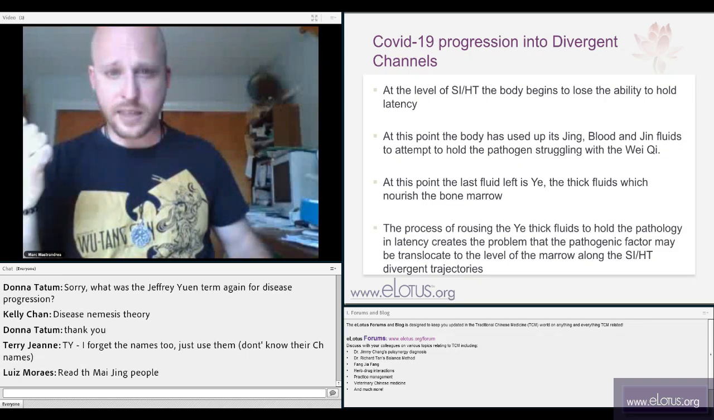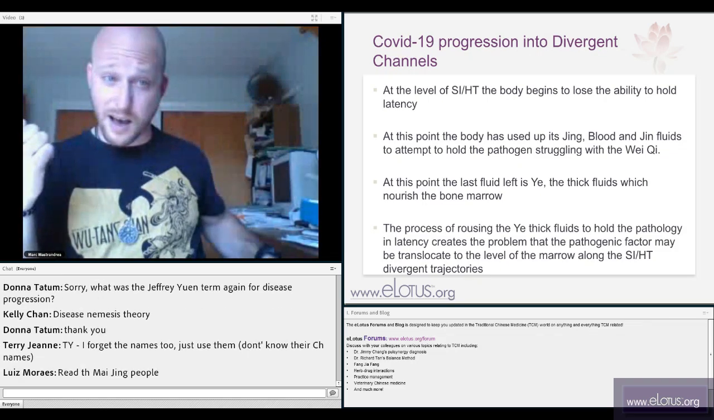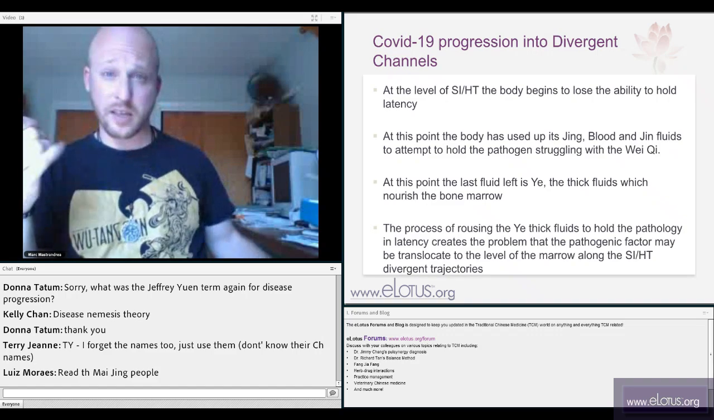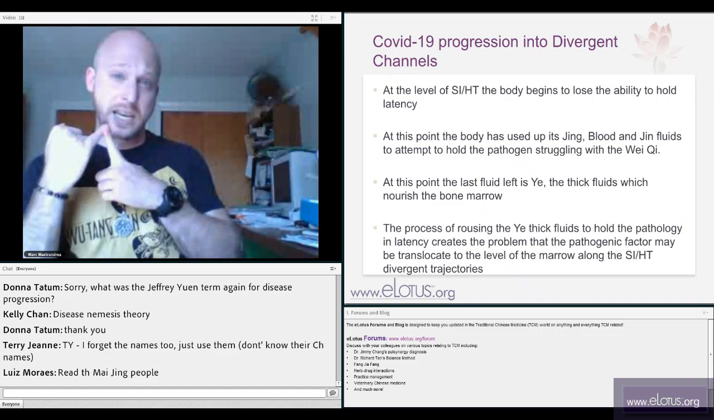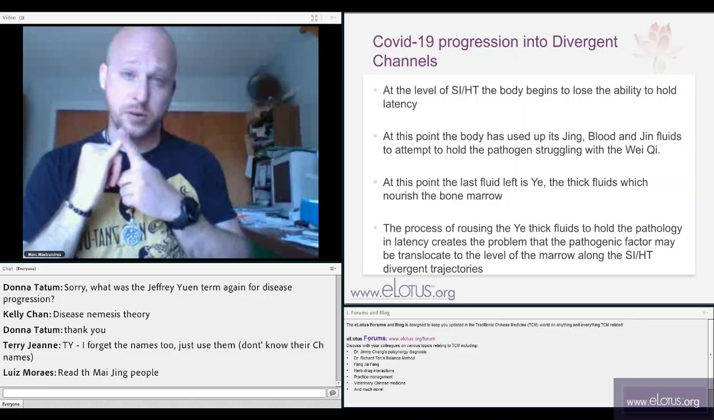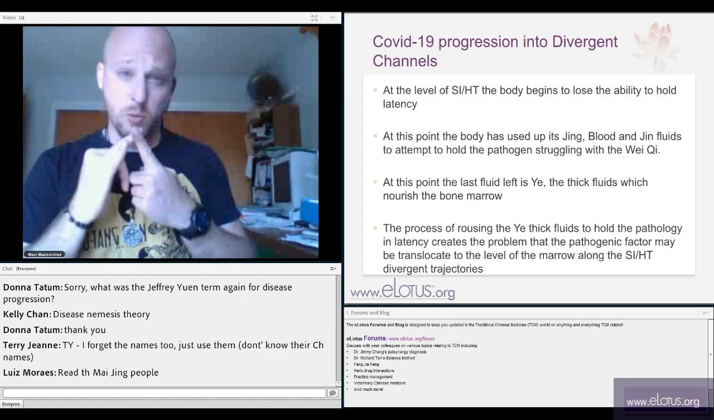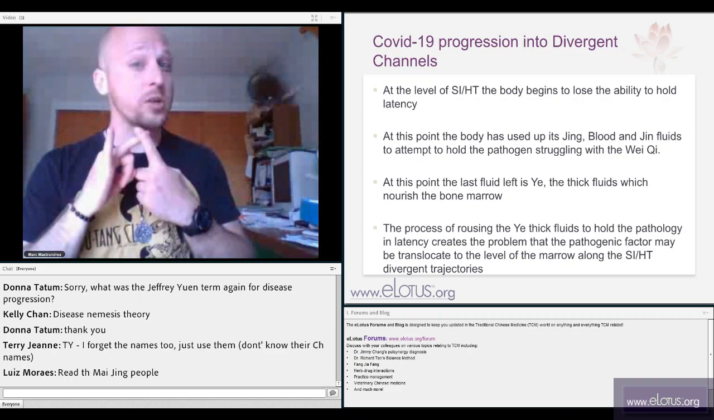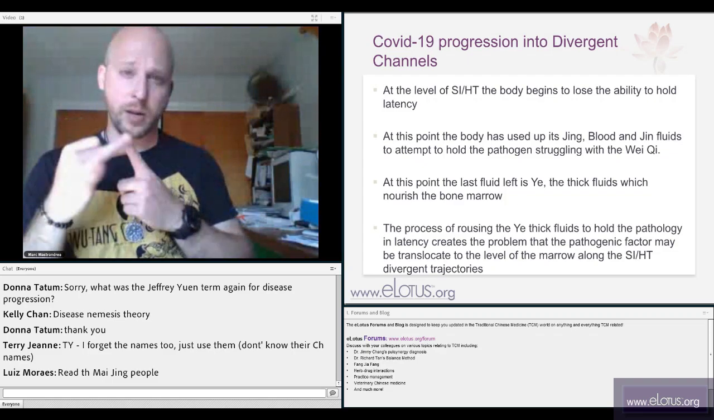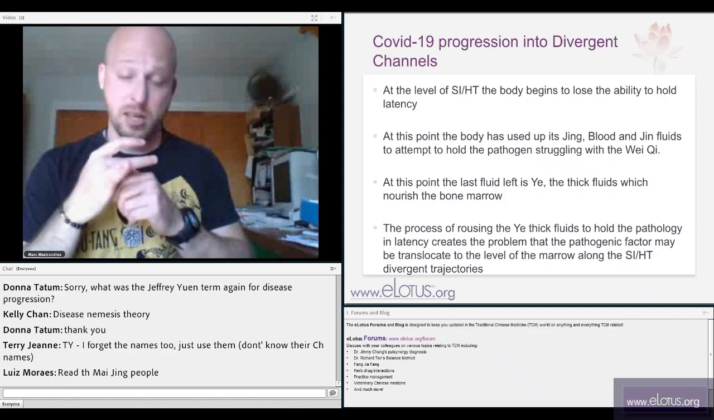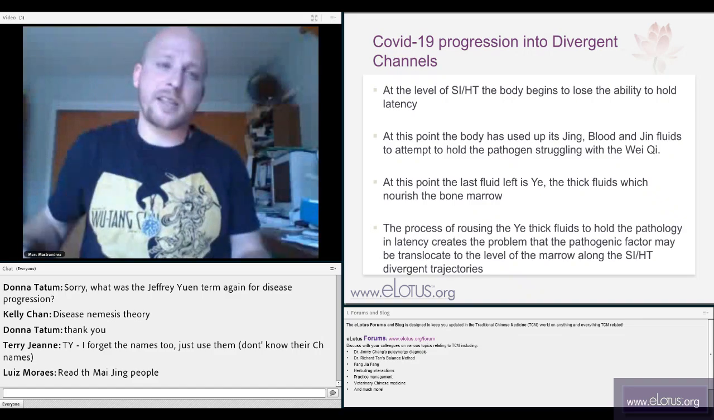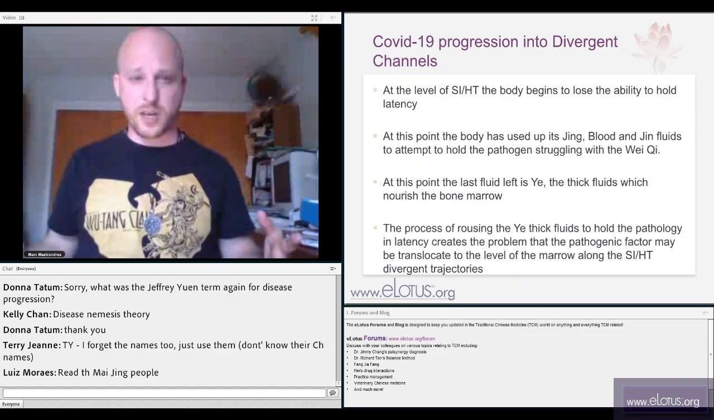So at the level of the small intestine and heart, now we're running out of things to hold latency. You start to lose the ability to hold latency. Remember, we can hold latency in bladder, kidney. Why? Because we have Jing, or we can support the external Taiyang. With gallbladder, liver, we can hold things with blood, or we can support external Shaoyang. With the stomach and the spleen, we can support Yangming, and we can hold things with the Jin fluids, right? They're the refined fluids. But when we get to the small intestine and heart, we've lost the ability to push things out. We've lost our resources.